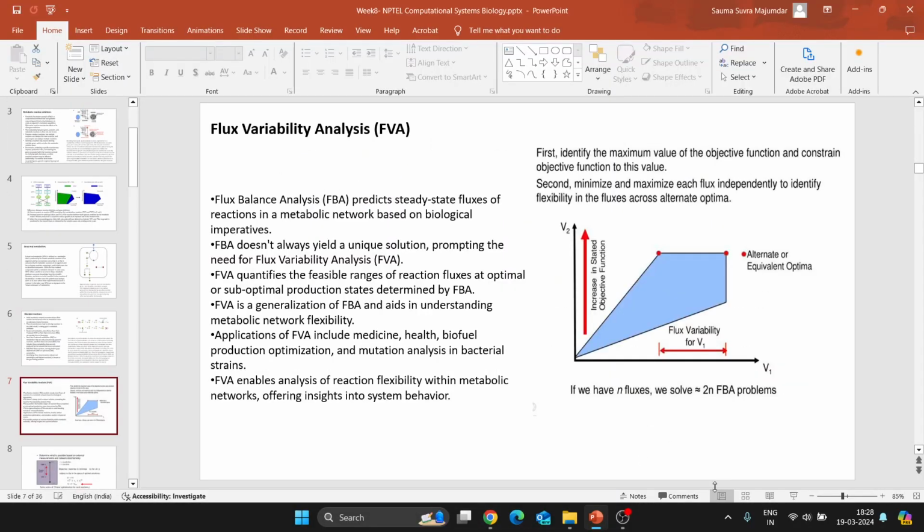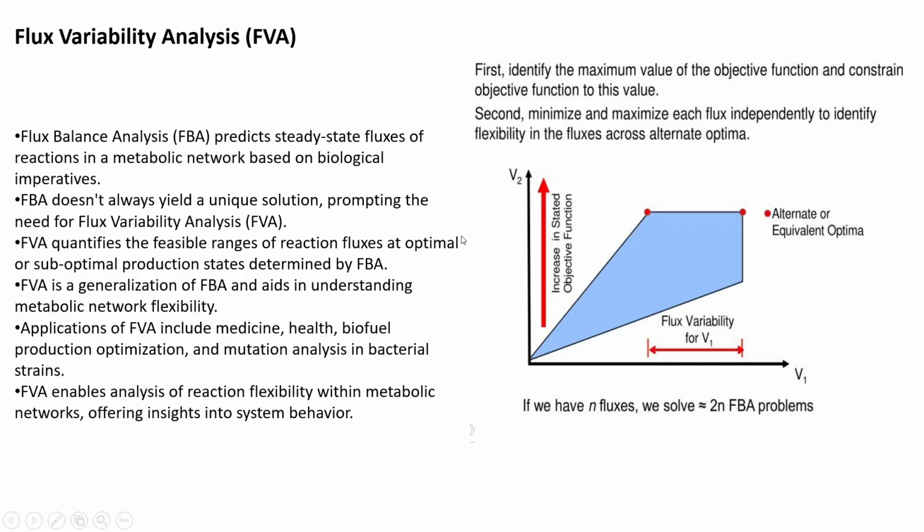Okay, so next we come to the concept of what is known as flux variability analysis. We studied flux balance analysis in the last class. This is basically a different version of flux balance analysis, where you have certain variability in your solution space. In flux balance analysis, you projected the solutions on your solution space, and you had a certain section of the solution space which gives you a set of solutions.